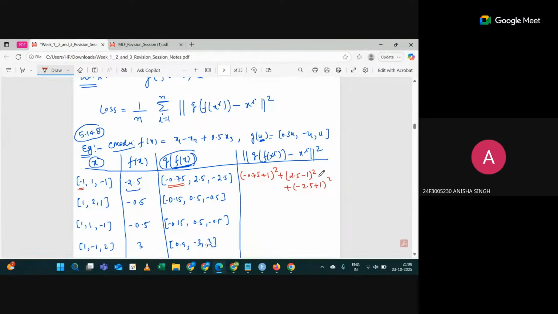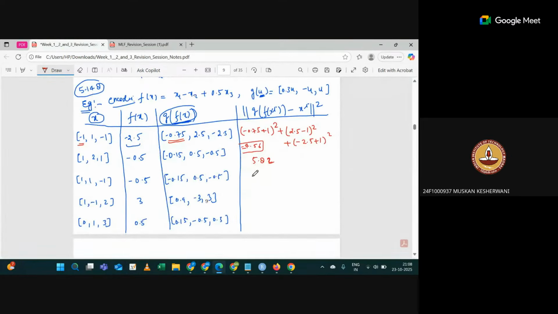Sir, 4.562. Okay, let's take it as 4.56. Next one is 5.82. Okay, so you got the idea, right? How to calculate this norm square. Yes, sir. The next one is 5.0.